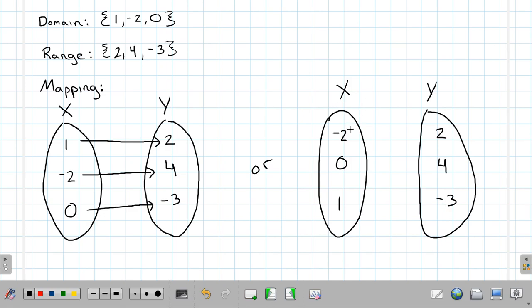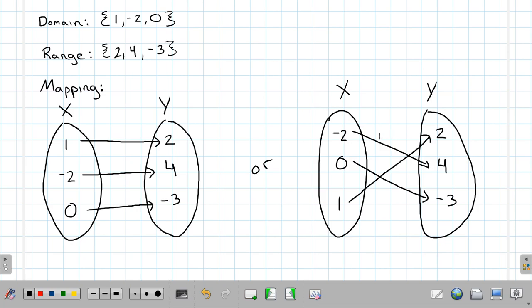What number goes with -2? Well, in the ordered pairs, the -2 goes with 4. What goes with 0? Well, 0 goes with -3. What goes with 1? Well, 1 goes to 2. So even though the lines crisscross, if you follow the lines, that tells you what the ordered pairs are. So you have the ordered pair -2, 4, the ordered pair 0, -3, and the ordered pair 1, 2.